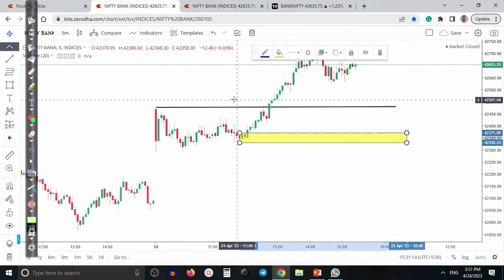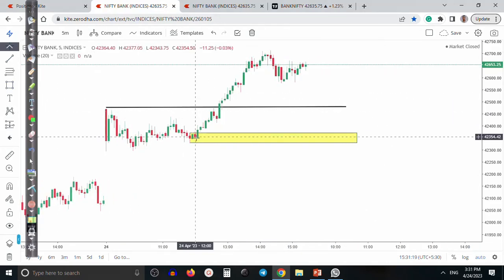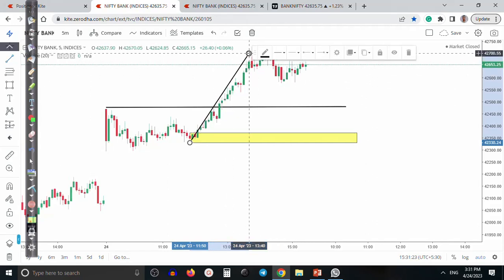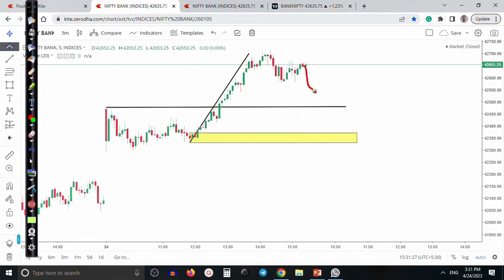So in the same way we are looking for buy only. This is called buyer territory. If price rejects from this area, we are looking for buy. Or if price goes to this level and forms any buy signal, definitely we will buy. But if price breaks this demand zone, we will be sellers.